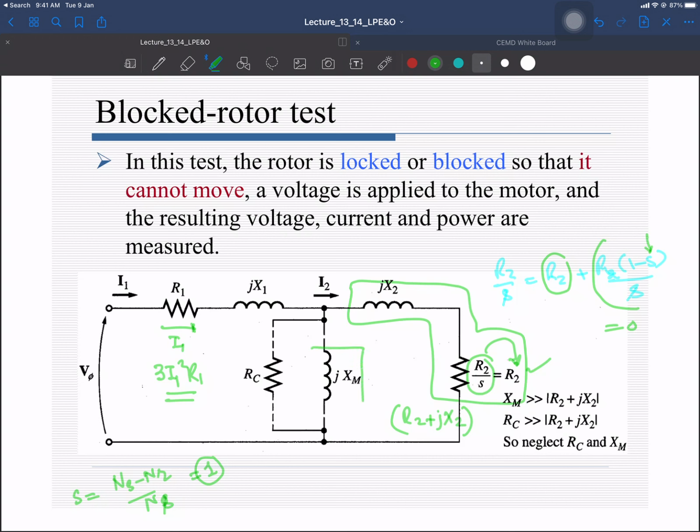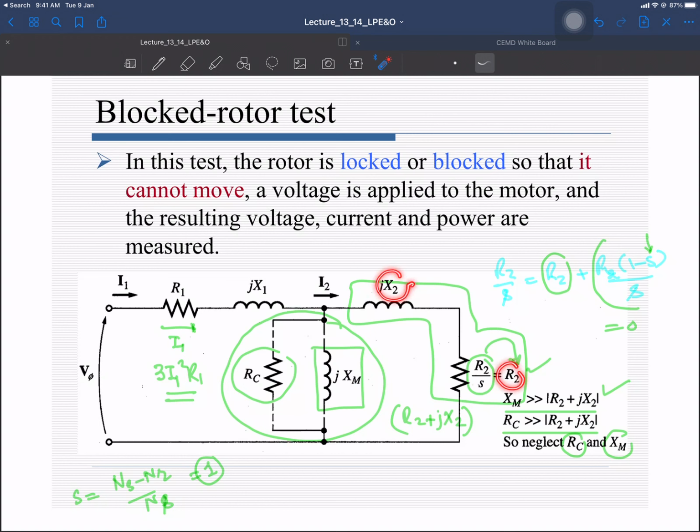And your magnetizing reactance that is in parallel to this one is quite high as compared to that one, because it is representing the flux linkage and all of the powers associated with those. So Xm is quite large as compared to R2 plus jX2, and Rc is quite large as compared to R2 plus jX2. So we can neglect Rc and Xm. So this branch can be neglected, and we say the whole of the power is basically flowing toward this part of the circuit, and in that we have R2 and jX2, and this is passing through the stator. So the effective circuit is this one. The current is going to flow in this path.